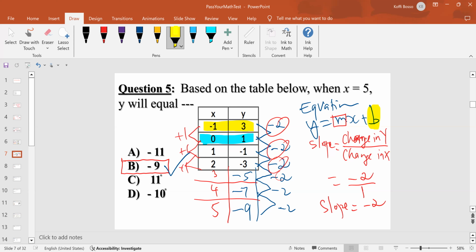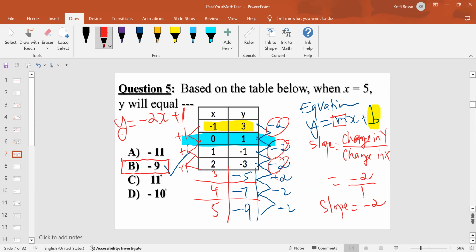So on this table, you see here for the blue, when x is 0, we have 1. So the y-intercept is 1. Therefore, the equation I'm looking for will be what? Let's write it over here. We're going to have y is equal to -2x plus 1. Again, the y-intercept is where the x value is 0. That's where the line crosses the y-axis.